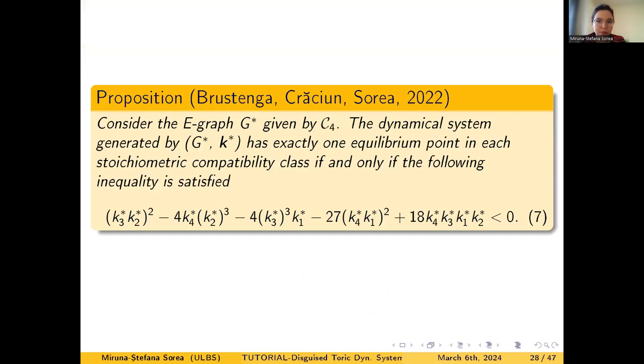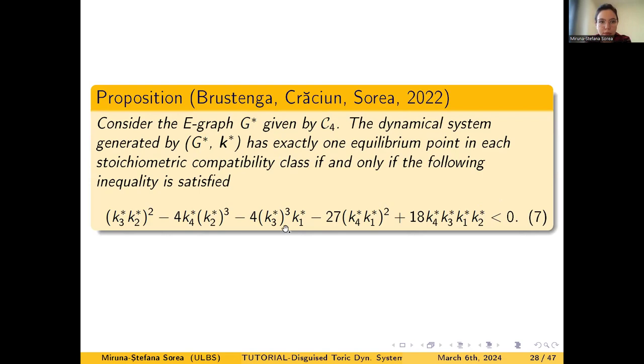In order to provide such examples of systems, globally stable but not disguised, we need the following proposition. So what does it say? We consider an E-graph, G star, again the one with one reaction per source, in the fourth chamber. The dynamical system generated by G star and K star has precisely one equilibrium point in each stoichiometric compatibility class, if and only if we have this inequality in terms of the K star parameters of the system.